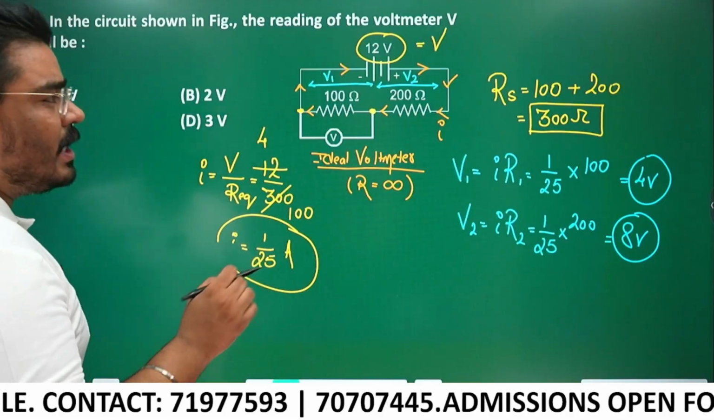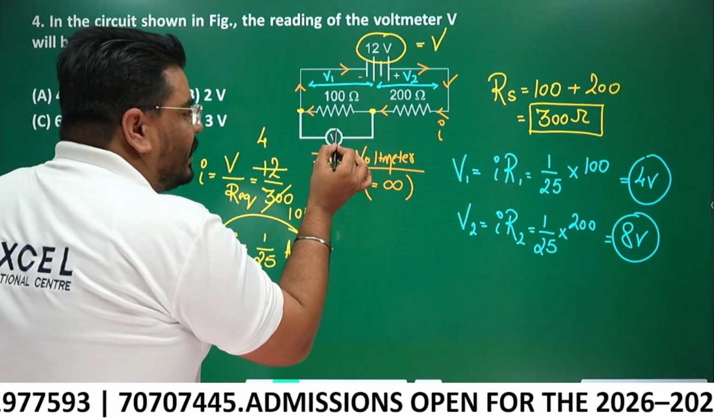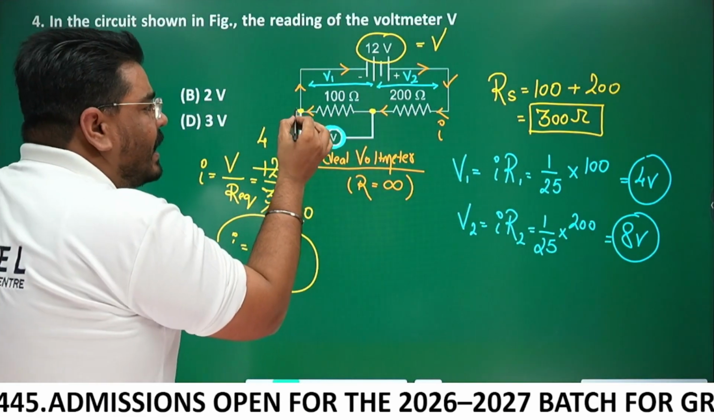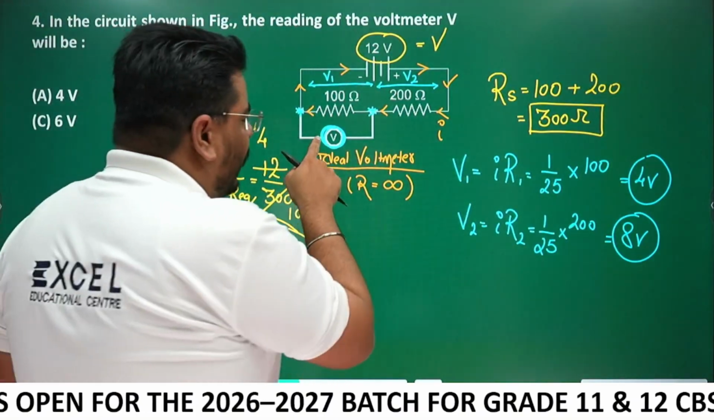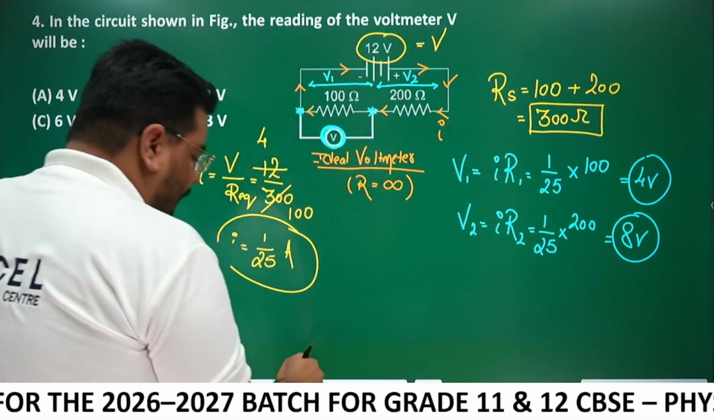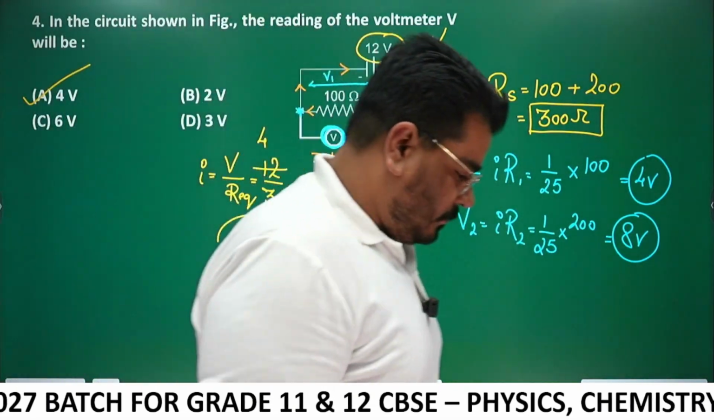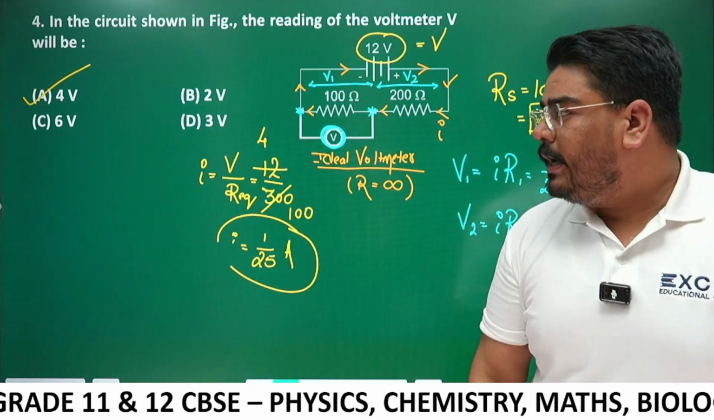And sir, but the question was not about finding the voltage across 200. The question was, what is the potential across 100? Because the voltmeter is connected to the two ends of this 100, my dear student. So sir, V1 is the potential drop. The answer should be 4 volt, which is option A.